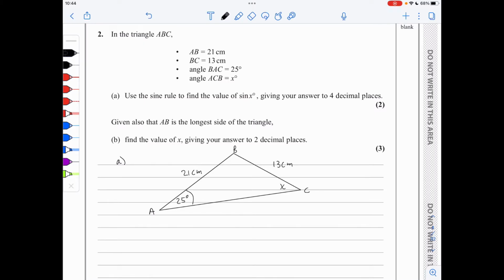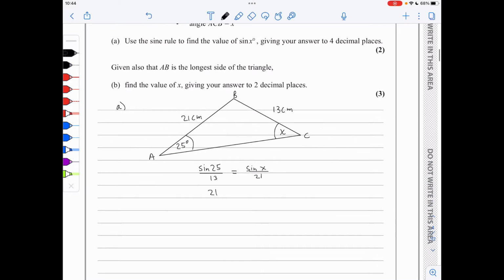So we can easily say that sine of 25 over 13 is equal to sine of x over 21. This means that 21 sine of 25 over 13 is equal to sine x, which gives an answer for sine x of 0.6827.